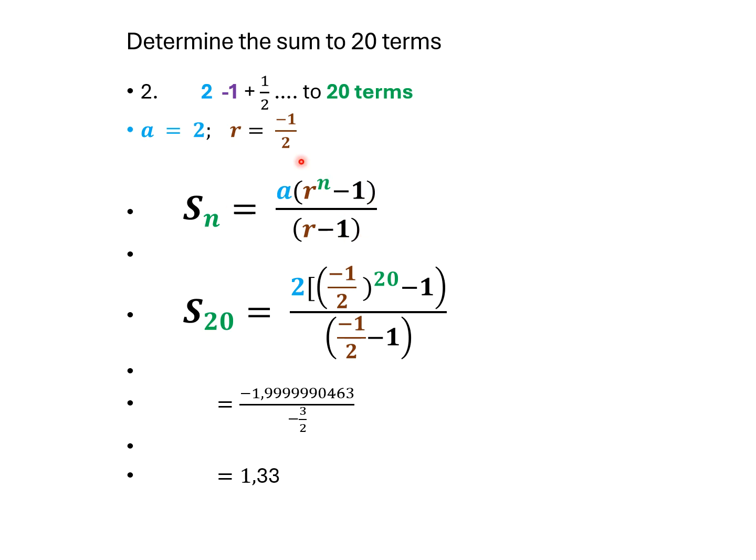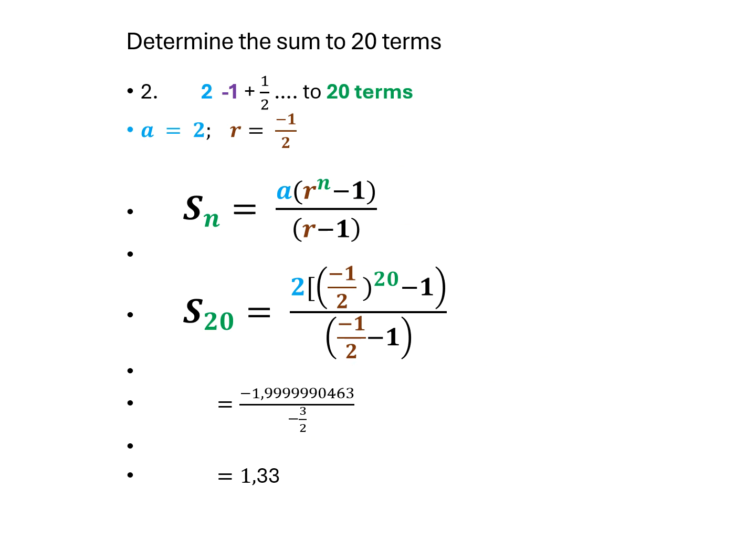Alright, sum to 20 terms, I'm using Sn equals a(r^n minus 1) over r minus 1. So n there becomes 20 terms, so wherever I see n, I'm going to place 20. r I know is negative half, and a here is 2, and then minus 1, minus 1. So negative half to the power 20 minus 1, times 2 divided by minus 3 over 2, and that would give me 1.33. So that is the sum to 20 terms.